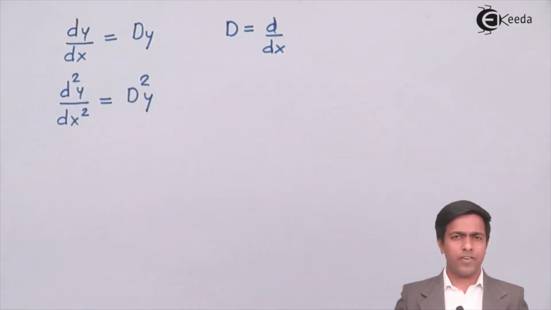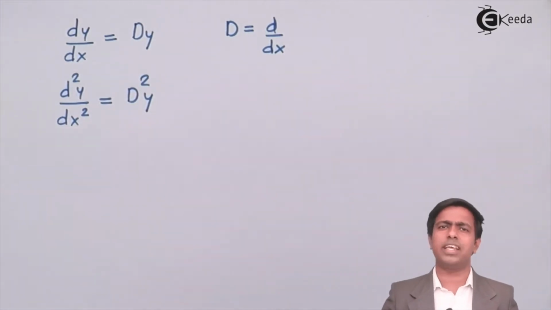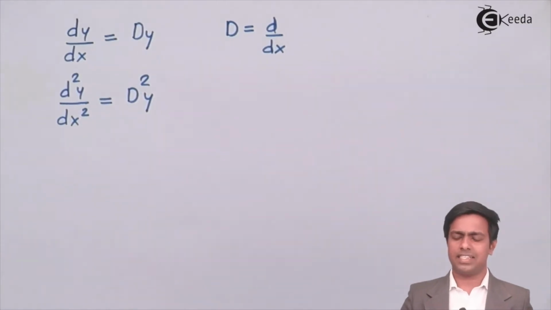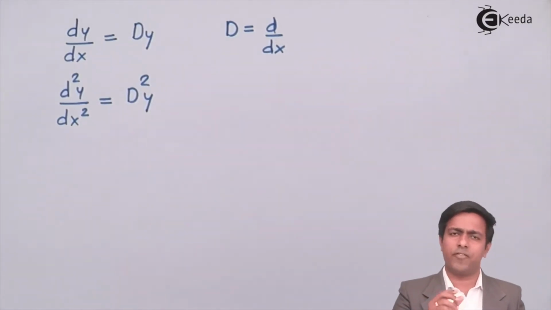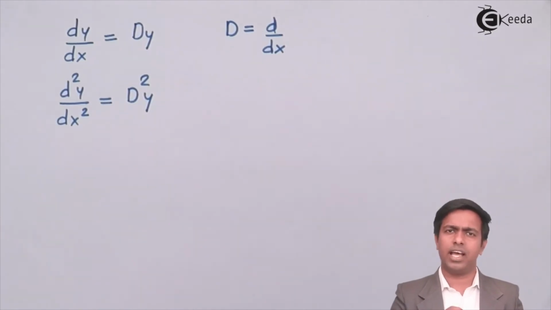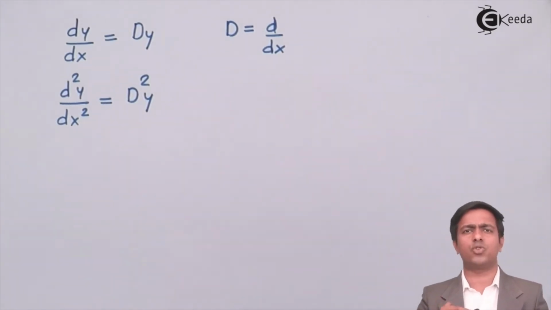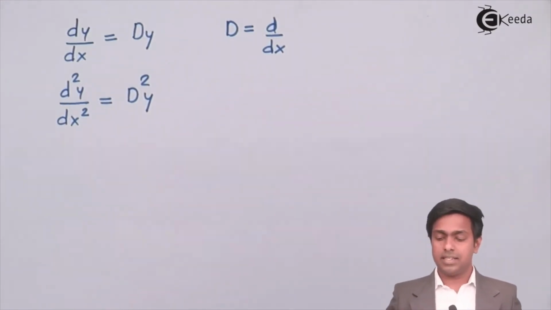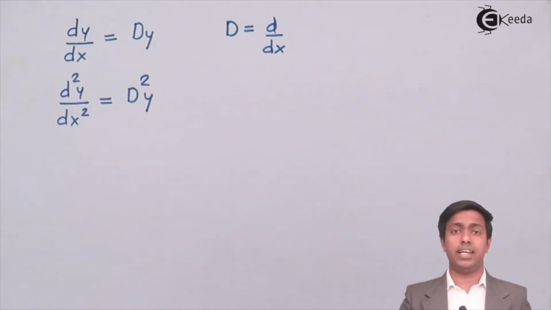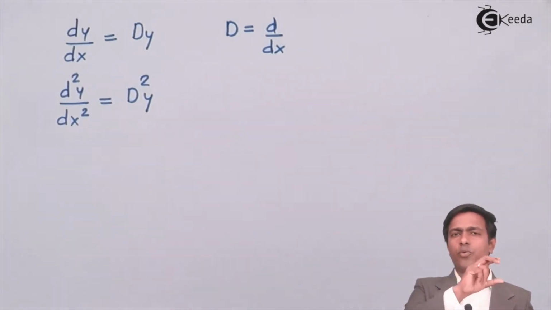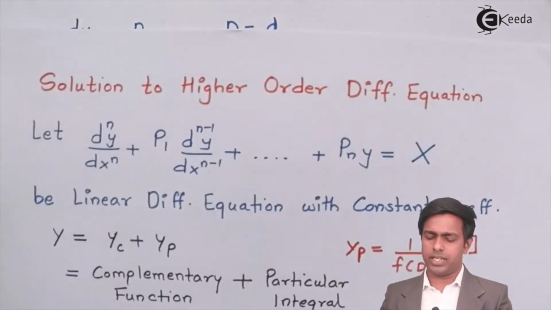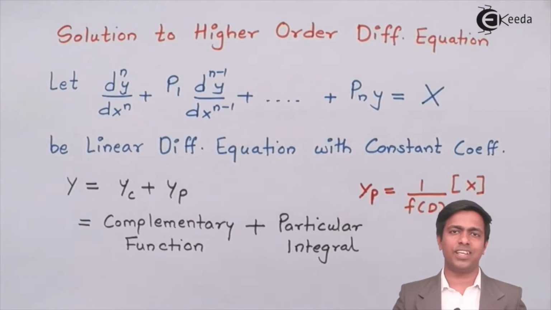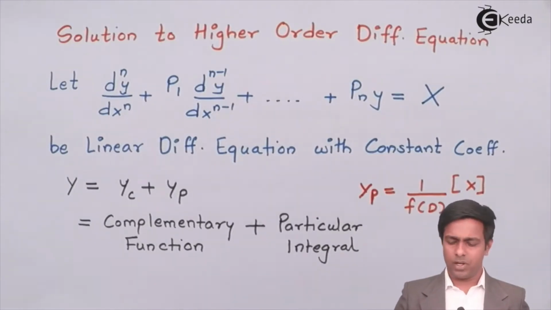And guys, if I ask you what is d cube y by dx cube, then you can properly say that it is D cube y. Yes. So similar terms, if we get in the equation or the higher order differential equation, we can replace it by D raised to 4 y, D raised to 5 y and so on. So when you replace these terms with this Dy, D square y, D cube y, your equation, or I would say this left hand side, would be the function of D. So for that, I'll take one example quickly.